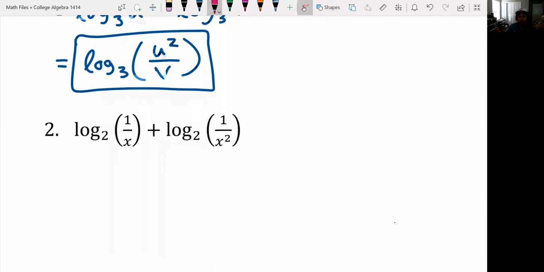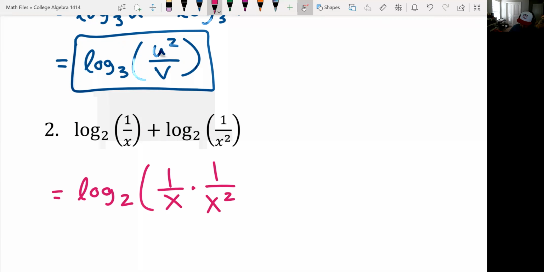Next one, log base 2 of 1 over x plus log base 2 of 1 over x squared. We have a plus symbol, which means we're going to use the product to sum, or sum to product, which means that we get to put these back as log base 2 of 1 over x times 1 over x squared. So log base 2 of 1 over x times 1 over x squared.